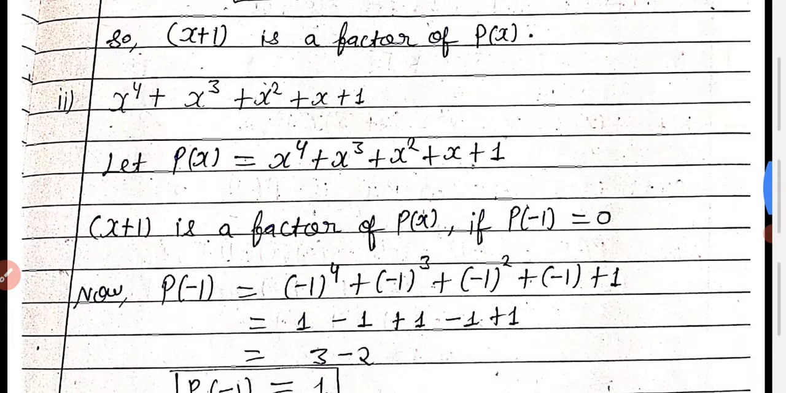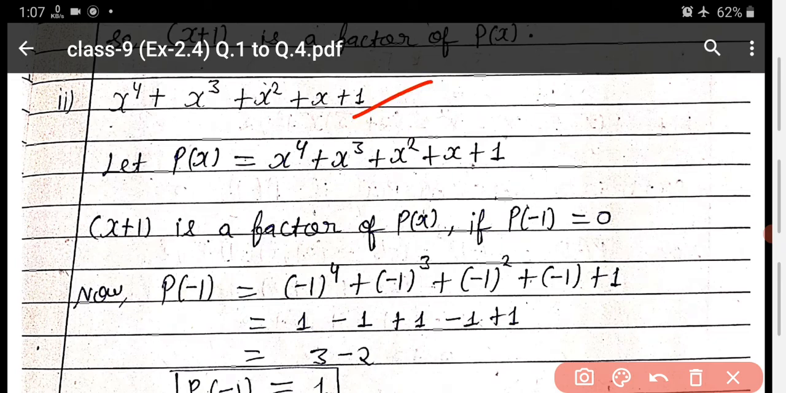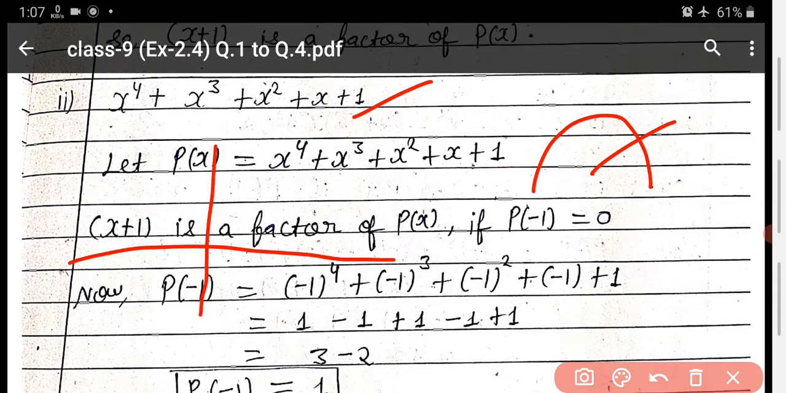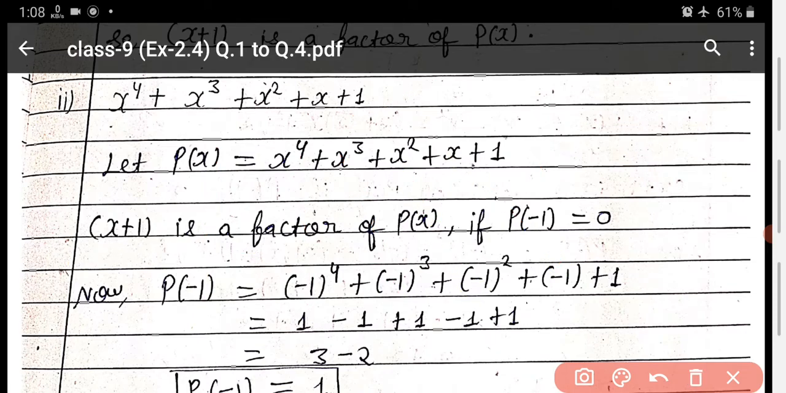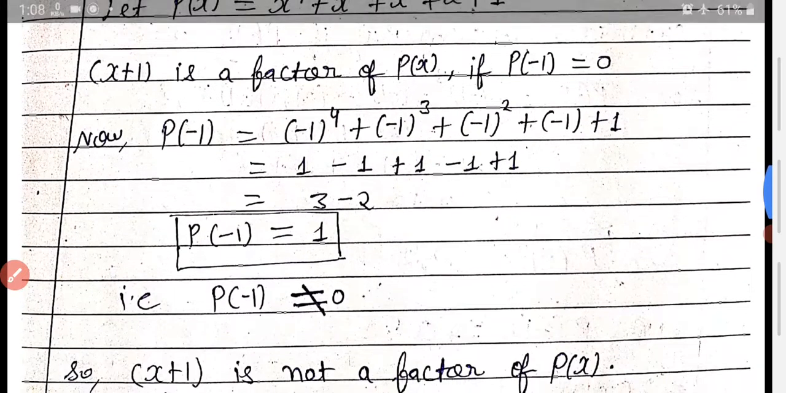Now come to the second question. One polynomial is given here, so write p(x). X plus 1 is a factor of p(x) when the remainder is 0, and the remainder is p of minus 1. So in place of x put minus 1 everywhere. Now do a simple calculation. Minus 1 to the power 4, the power is even, so positive. When the power is odd, negative. Even, positive. And minus 1 as it is, and plus 1 as it is. Now just add plus 1 and plus 1 is 2, and plus 1 is 3. Minus 1 and minus 1 is minus 2. So 3 minus 2 you get 1.